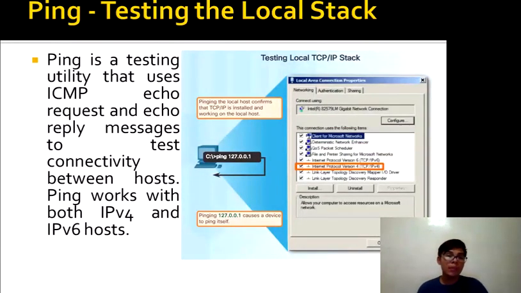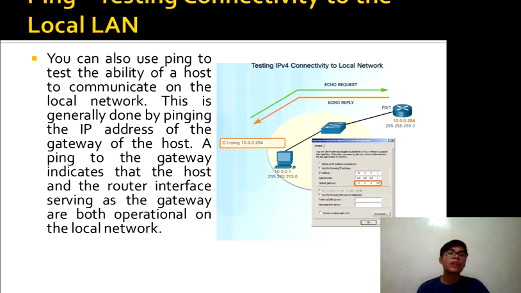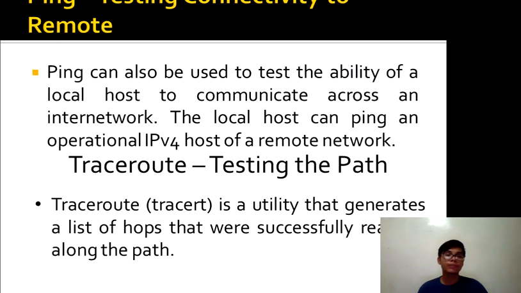Testing the local stack. Ping is a testing utility that uses ICMP echo request and echo reply messages to test connectivity between hosts. Ping testing connectivity to the local LAN. You can also use ping to test the ability of a host to communicate on the local network. This is generally done by pinging the IP address of the gateway of the host. It can also be used to test the ability of the host to communicate across the entire network.